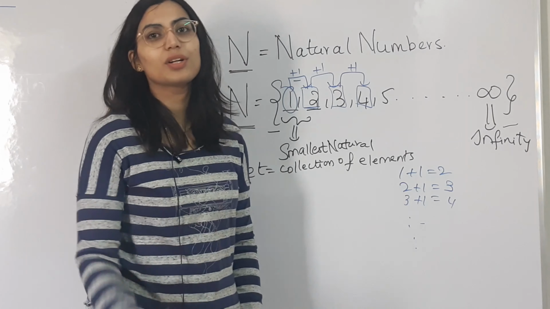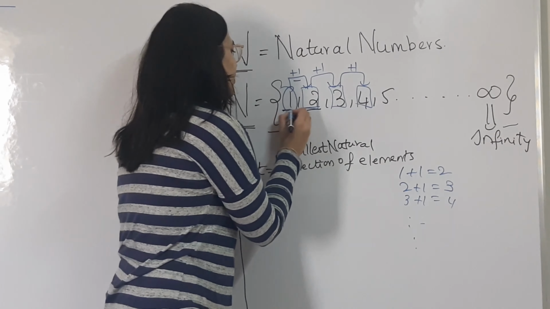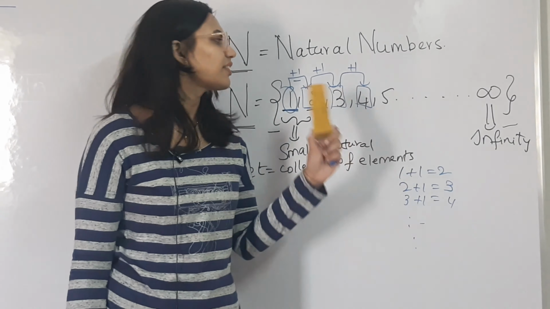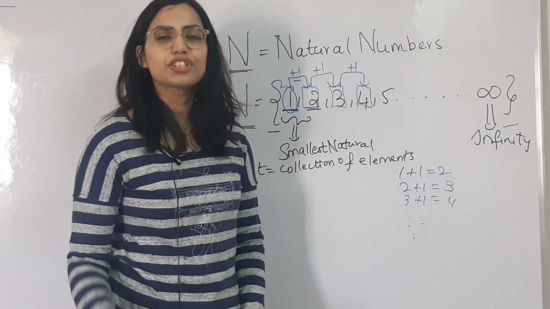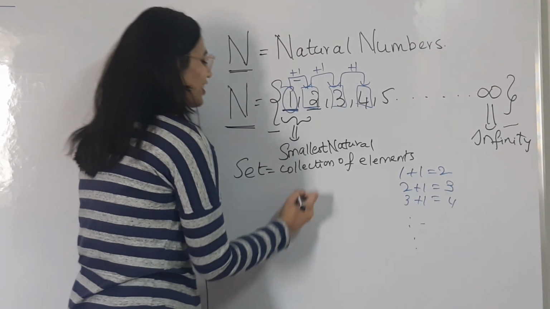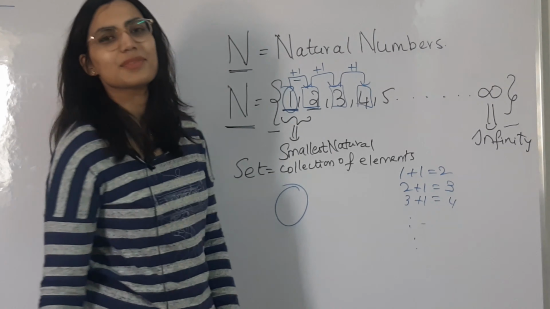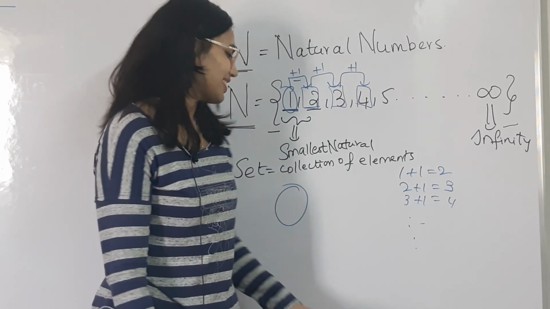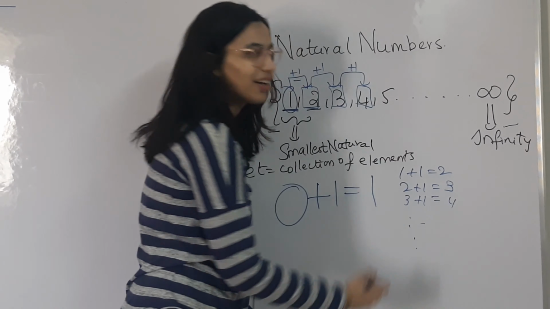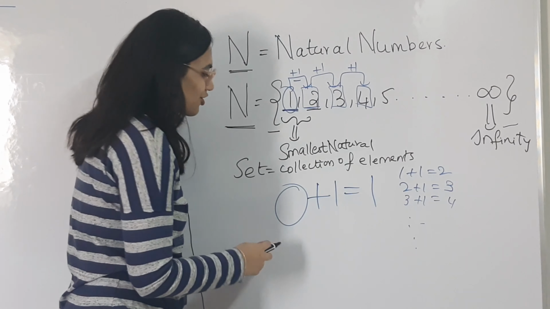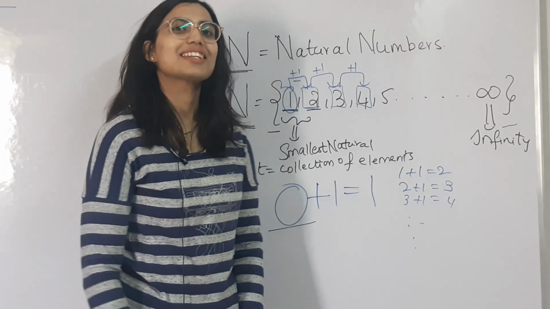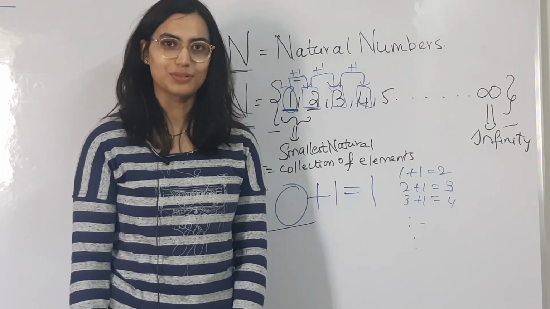But you might have one question. What is the previous number of 1 in order to get the result as 1? What should we add plus 1 to? That is where your 0 comes into picture. 0 plus 1 will give you 1, but there is a catch here. 0 is not a natural number. 0, you can't count 0.